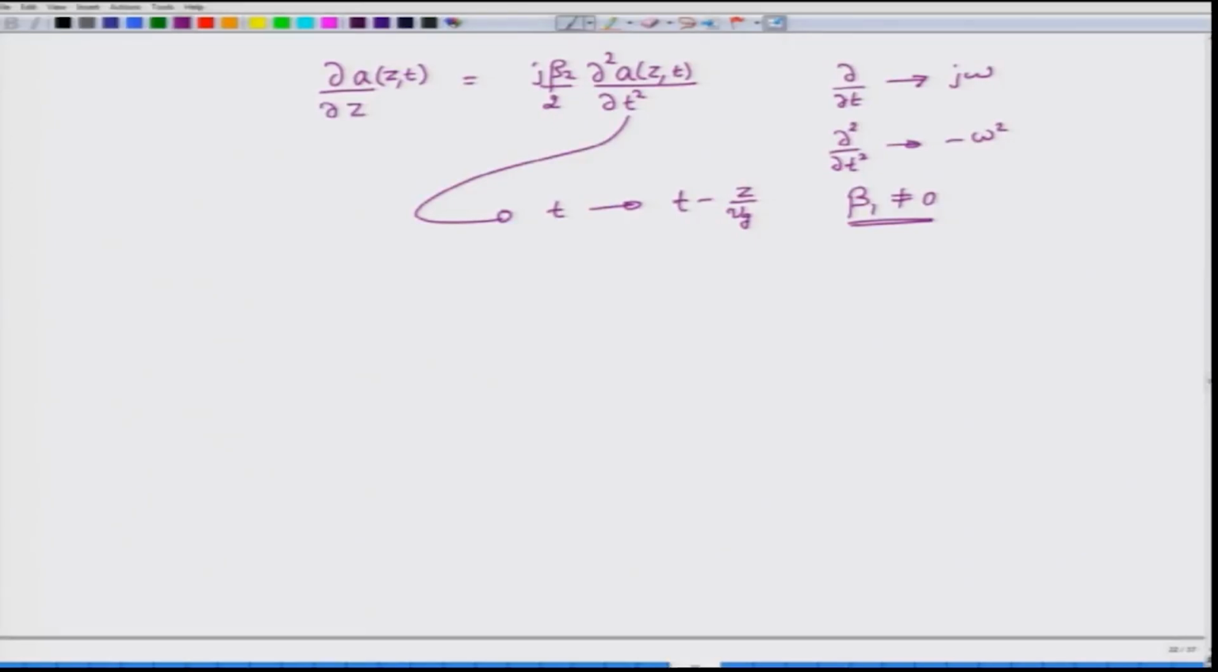Let us see what kind of solution we actually have for this pulse propagation equation. For that we need to consider some interesting pulse shapes.